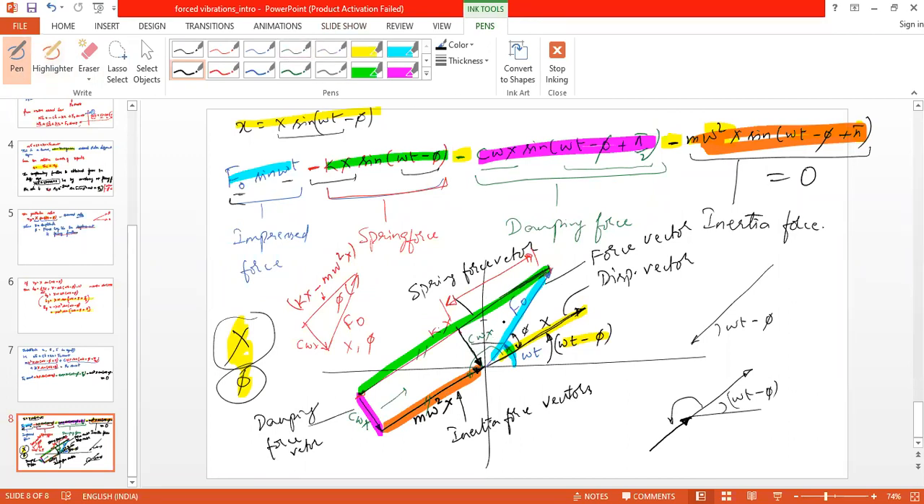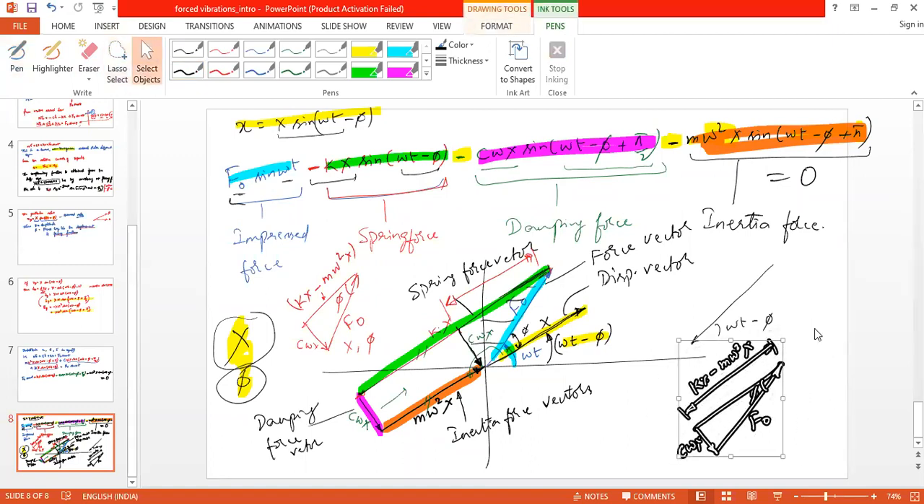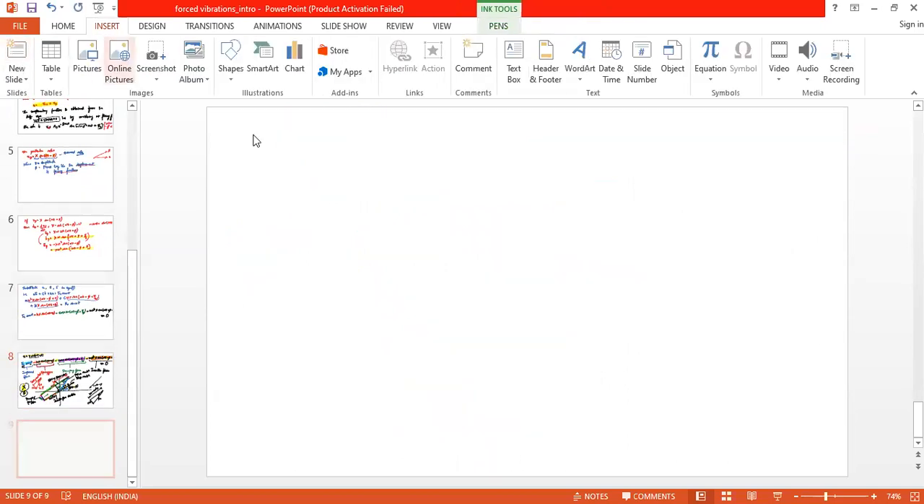Okay, so I got a triangle. So this is the triangle here. So this is F naught, and this is phi, and this is c omega x, and what is the length of this side? It is kx minus m omega square x. Okay. Now from this we can get the values for x and phi.